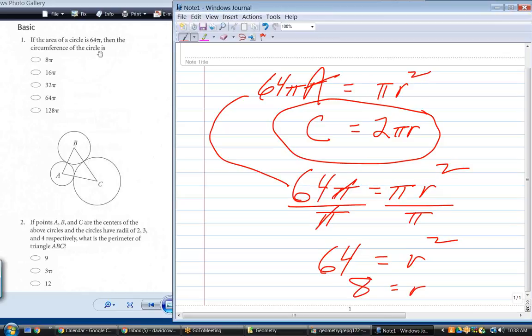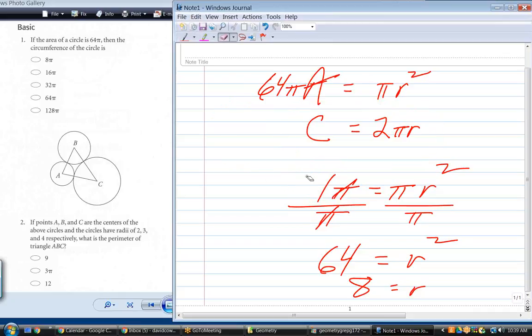Now, they want to know the circumference. And just like every geometry problem, it's a multi-step process. They didn't give us r and say, what's the circumference? They gave us area, which allowed us to calculate r, and now we can calculate the circumference. So what is the circumference?